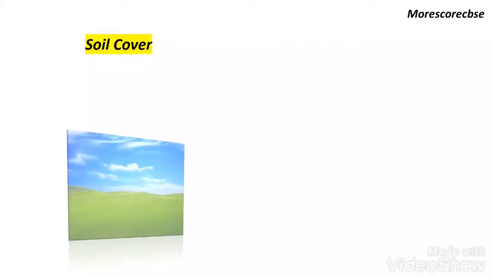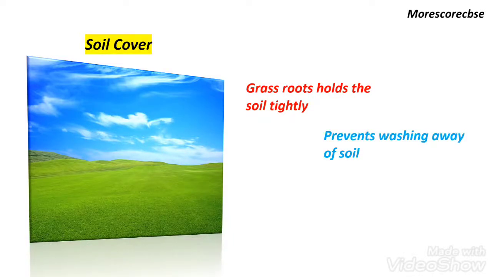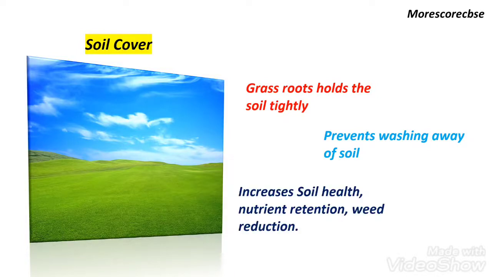The next way of soil conservation is soil cover. The definition of soil cover: it is covering the land with crop residues and by growing crops. What crops will they grow? They will simply grow grass. What will the grass roots do? They will hold the soil tightly and hence prevent the washing away of the soil by strong winds and water. So what is the result of soil cover? It will increase soil health, the nutrients are retained, there will be a decrease in weed production, and it controls soil erosion.